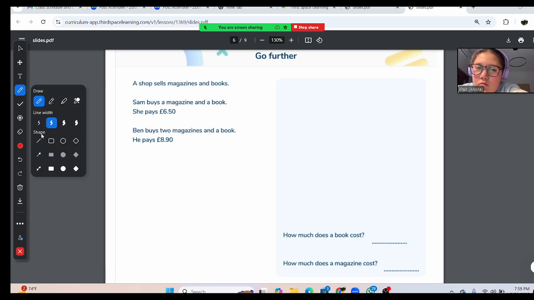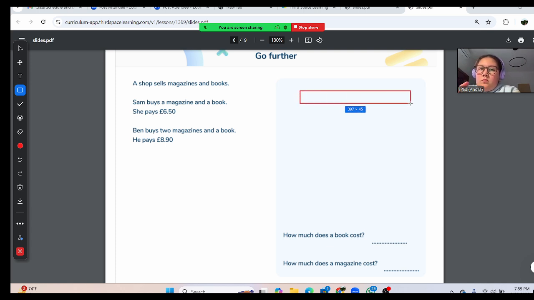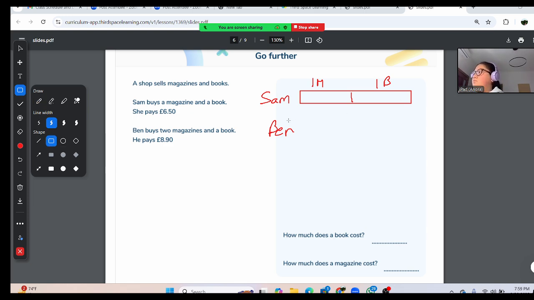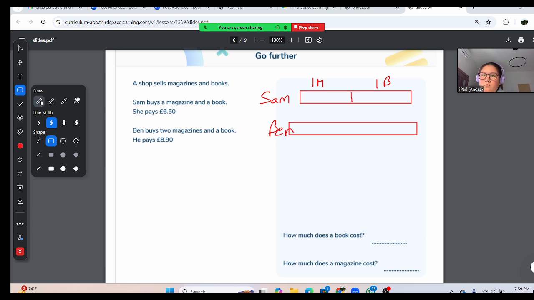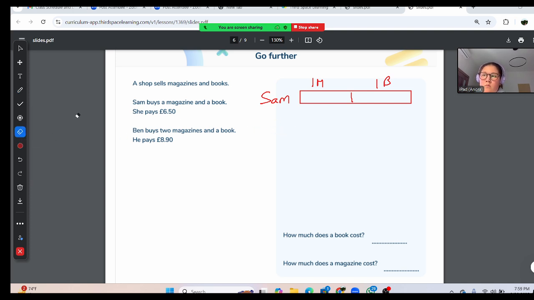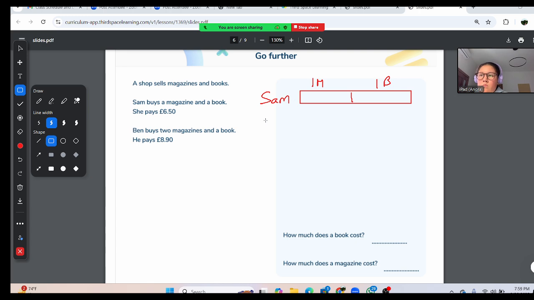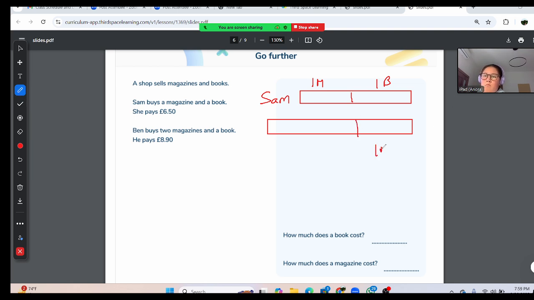So Sam buys one magazine and a book like you drew, that was correct. One magazine and one book. I'm writing M for magazine and B for book. But this is for Sam. And then Ben buys two magazines and one book. So for him, the bar would be something like this. This would look like something like this. One book, one magazine here, and one magazine here, right?